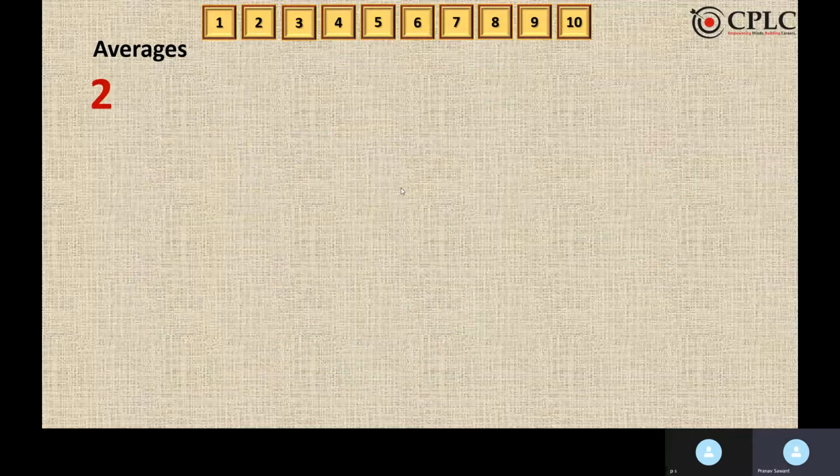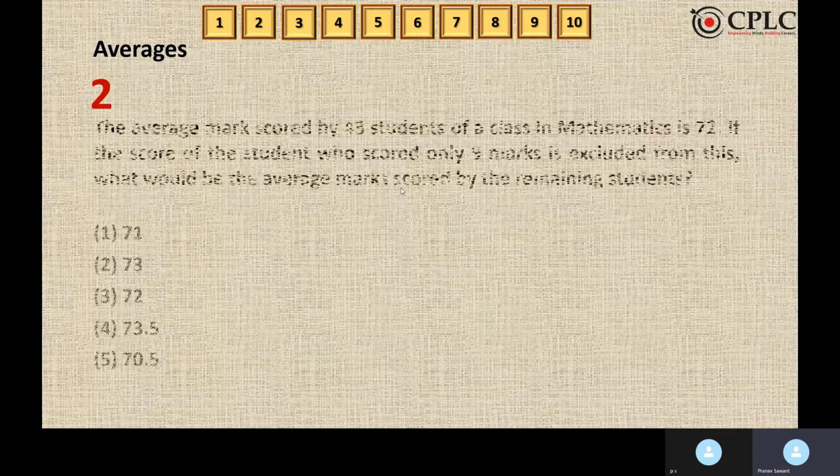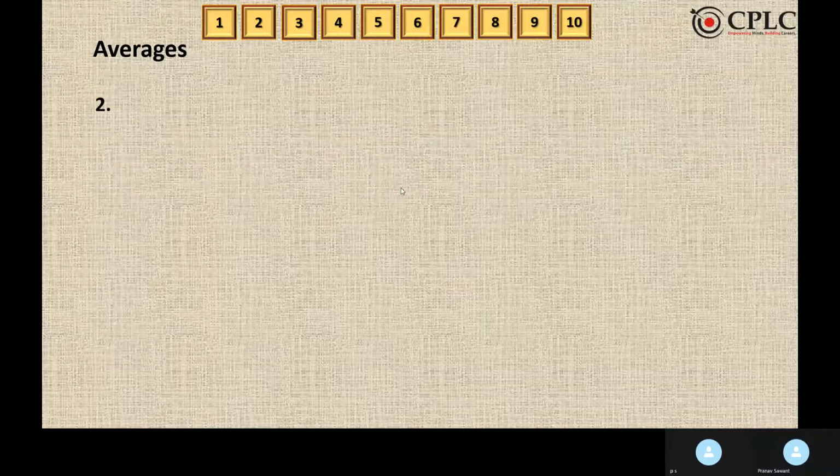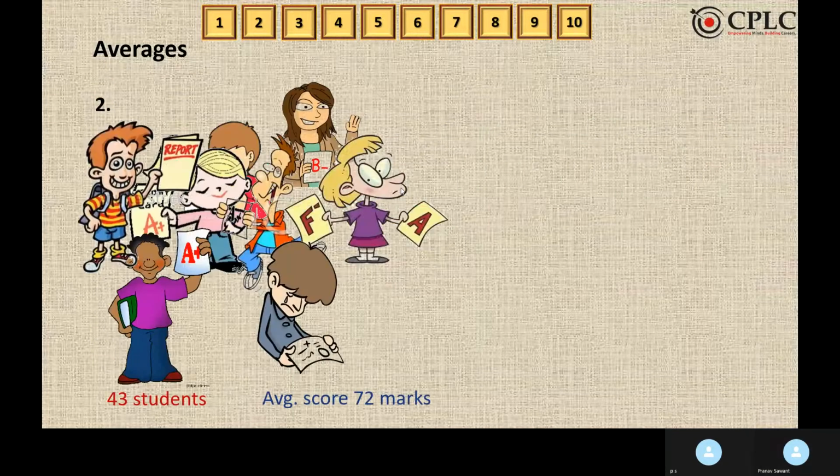Moving to the next question. The average marks scored by 43 students of a class in mathematics is 72. If the score of the student who scored only 9 marks is excluded from this, what would be the average marks scored by the remaining students? Now, 43 students, the average score is 72 marks. There is a student who has scored 9 marks.